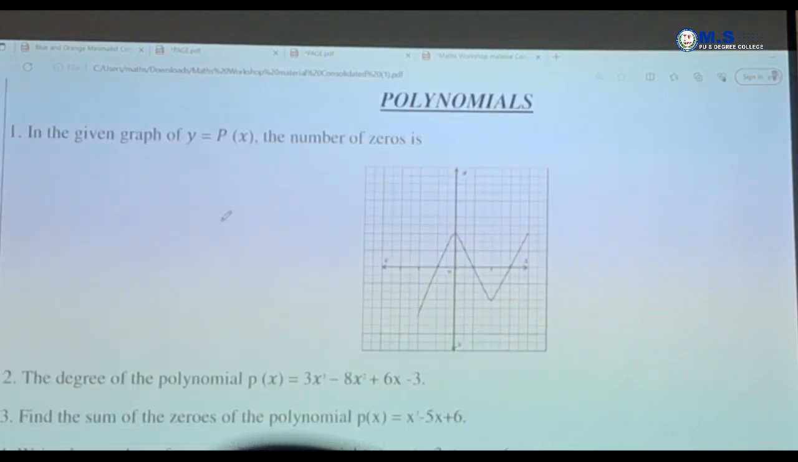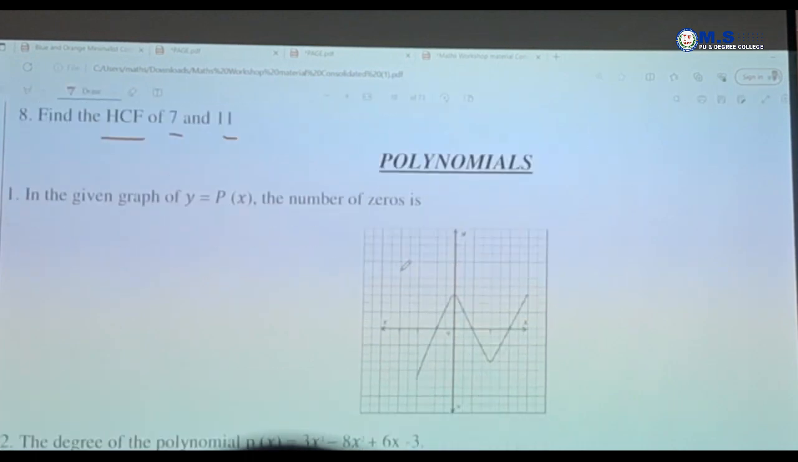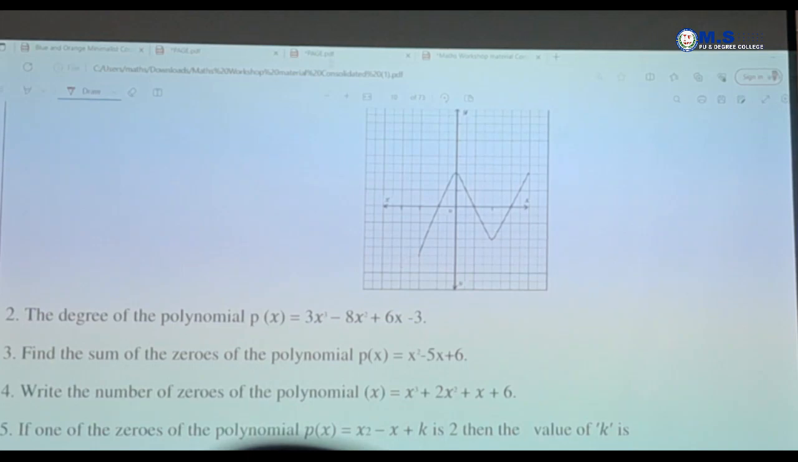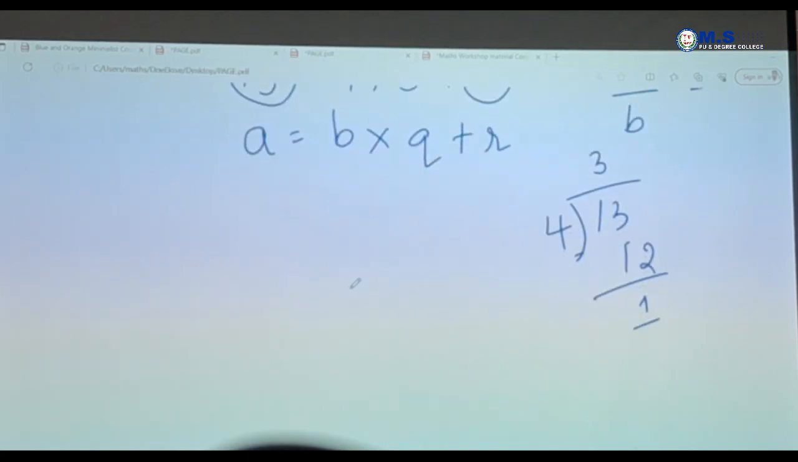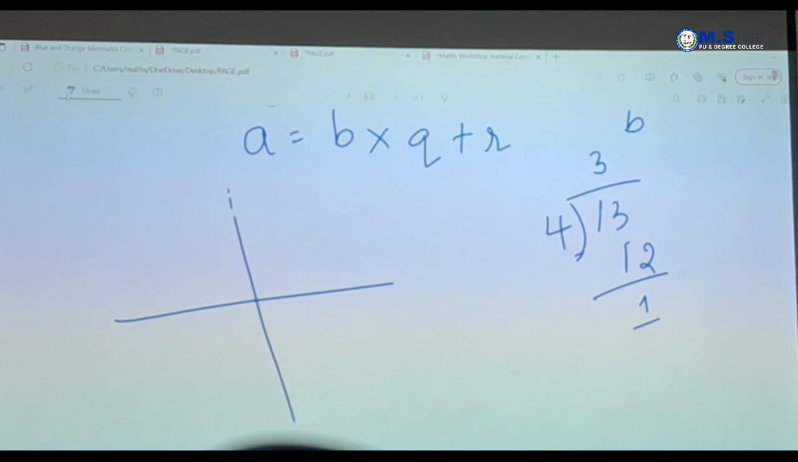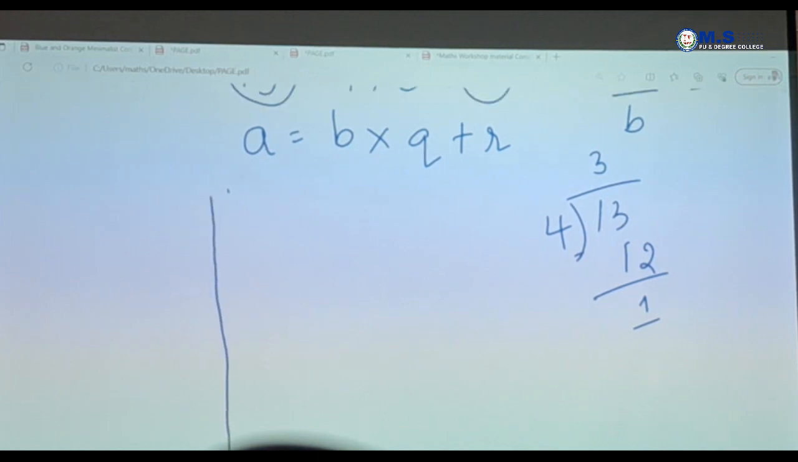How many zeros are there? 1, 2, 3. See, look at here.